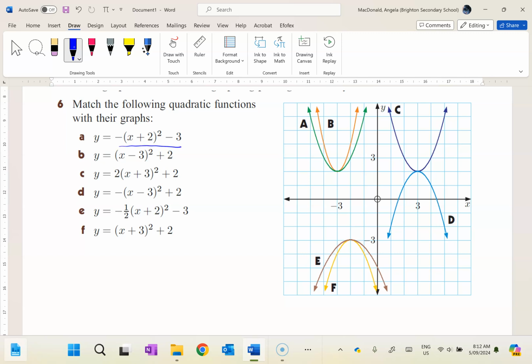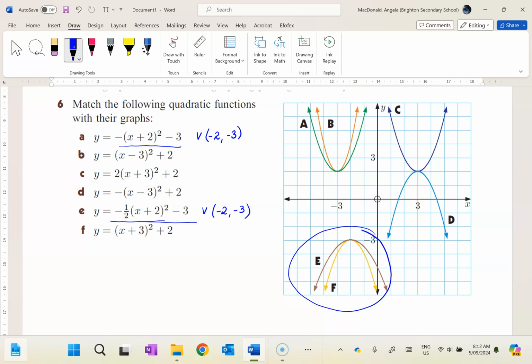We've got A, and we can see just from the equation that the vertex is going to be minus 2, minus 3. Okay, so we're looking over here, minus 2, minus 3. So it's one of these two. How do we know which one it is? Well, let's see if there's another one. So we're looking for another x plus 2. Here it is here. So this one also has a vertex of minus 2, minus 3.